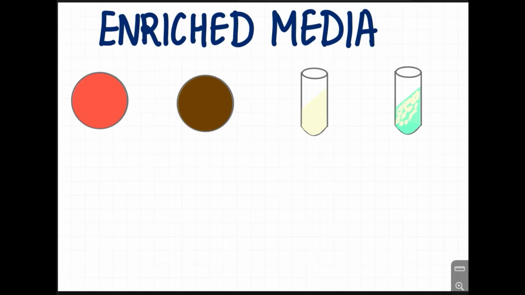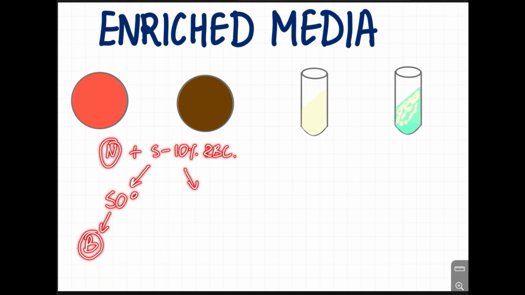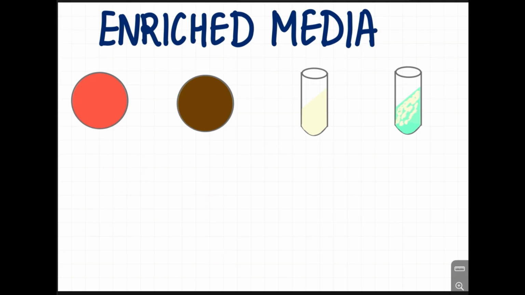So let's quickly revise blood and chocolate agar. If to nutrient agar we add 5 to 10% sheep RBC and autoclave it at 50 degrees Celsius, we get blood agar. And if we autoclave it at 70 degrees Celsius, we get chocolate agar. Simple. And chocolate agar has an additional property, that is, it is more nutritious and it releases factor 10 and factor 5 for H. influenzae.